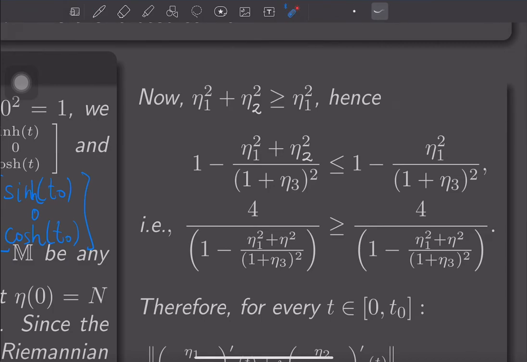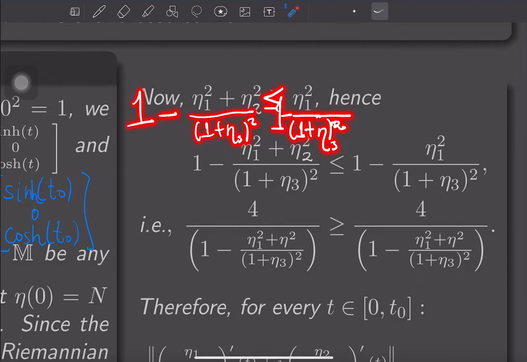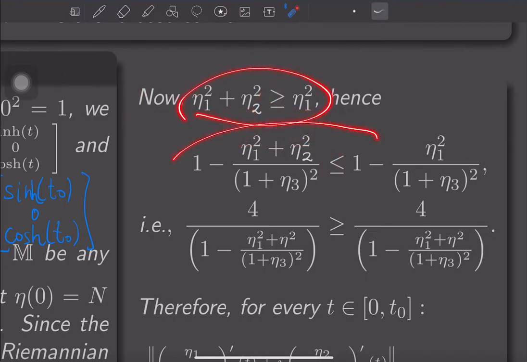So what does that mean? I can just divide both sides by whatever is positive, so I divide by 1 plus eta 3 square, and the inequality is preserved. Then I can multiply by -1, and the inequality is reversed, and then I can add 1, and this inequality here is preserved. Because of this, I also have this.